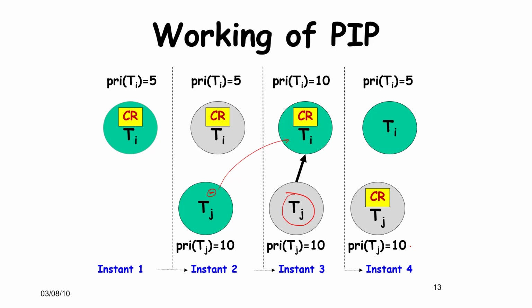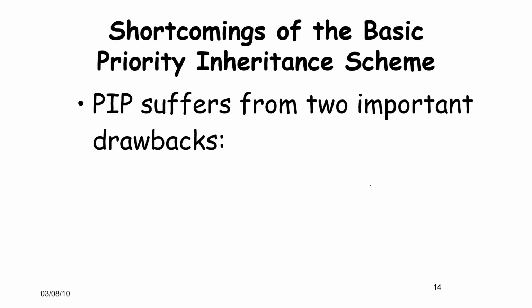All right, so ultimately what will happen is that after Ti has finished its execution, then Tj will get access to the resource because it had a higher priority, and will start executing.